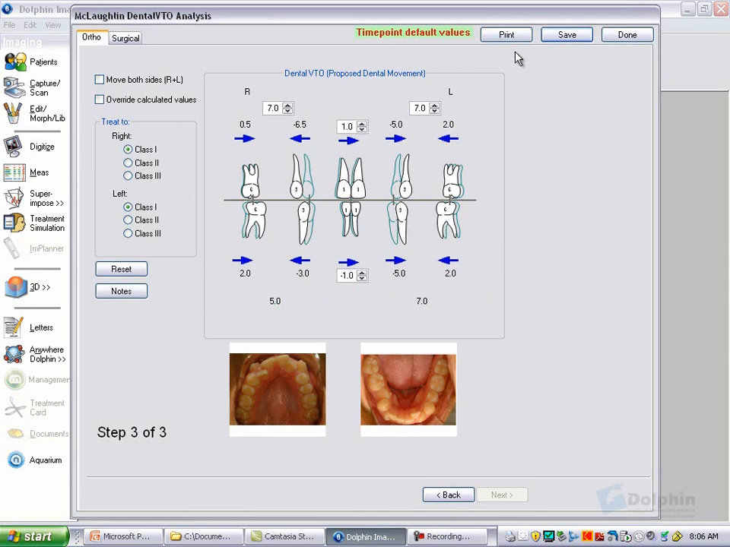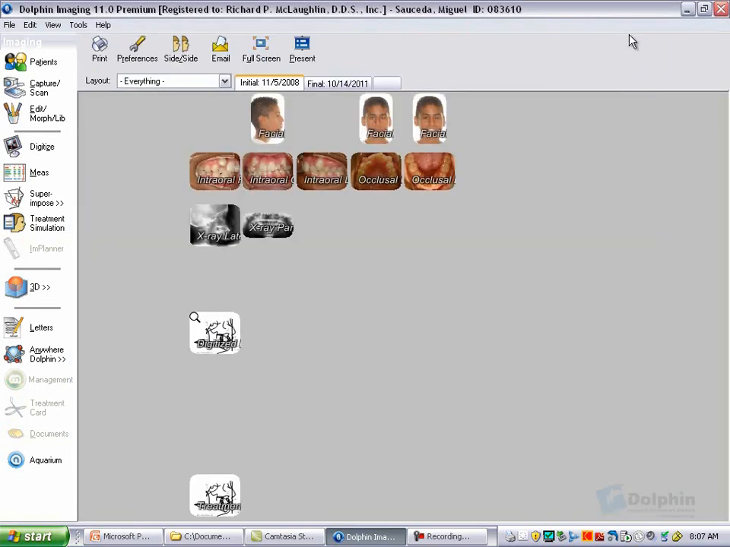If we choose to print this out, it's a very nice printout. We can hit the Print button. We can print this out if we want a hard copy of it. That can be very helpful to keep in the chart in certain situations. And then when we're finished with the patient, we can go to the Done button, click on that. And now we're back to our main screen, our master page.